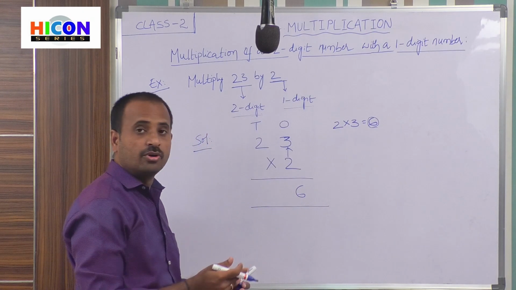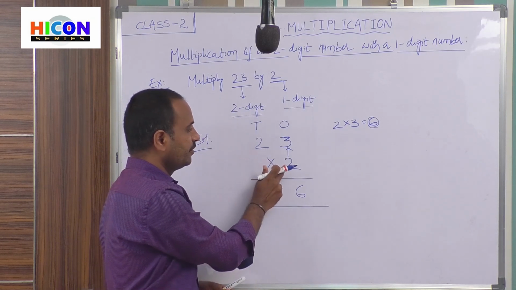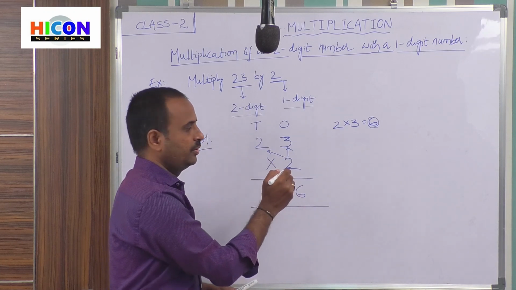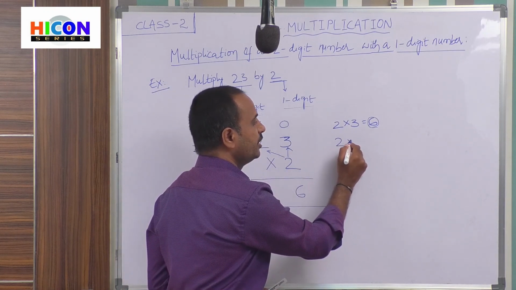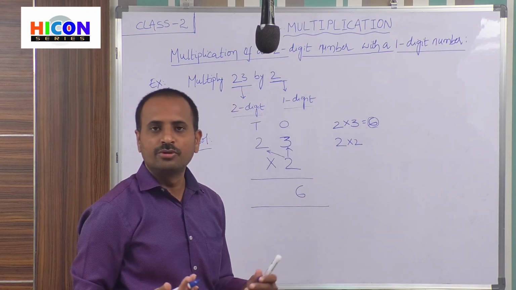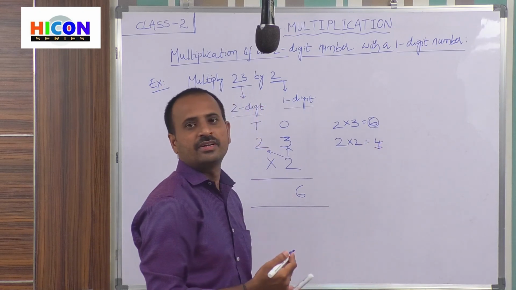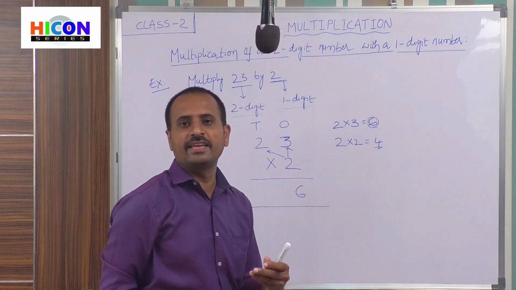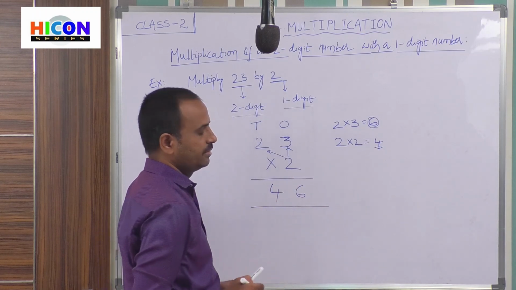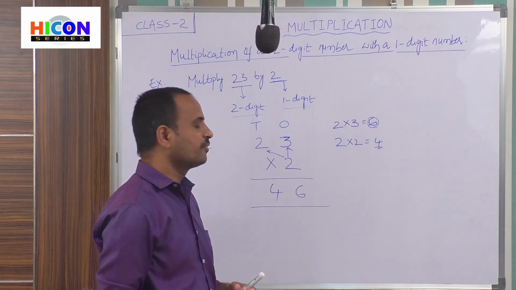Now go to the tens place. Multiply the digit present in the tens place with 2. First multiply 2 with 2, that is 2 into 2. Children, how much is 2 twos? 2 twos are 4. Here 4 is a single-digit number and there is no need to carry. So write 4 under the tens place. So the answer is 46. The product is 46.